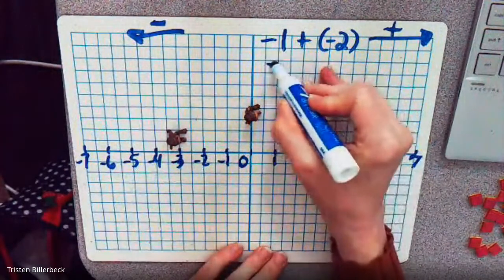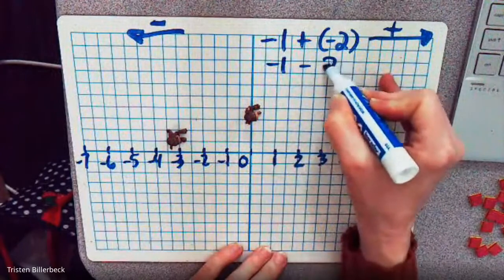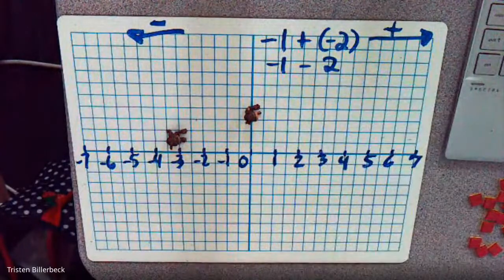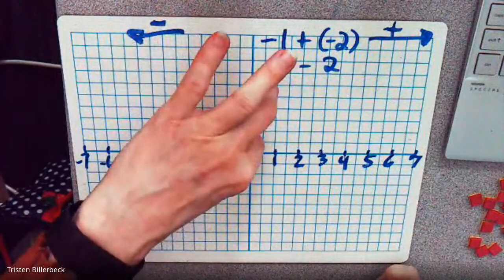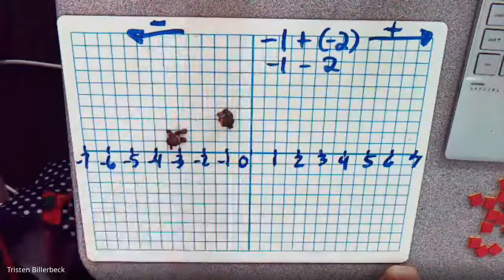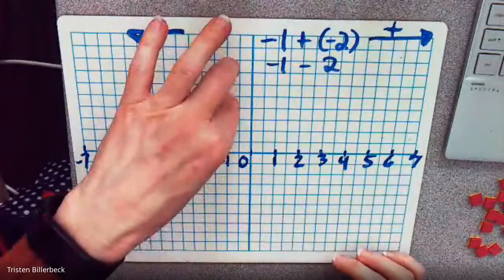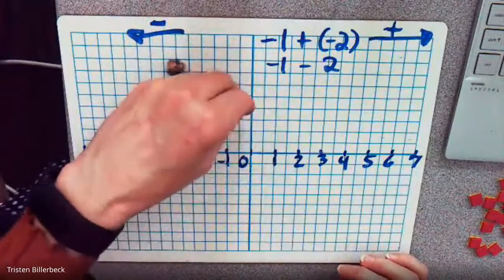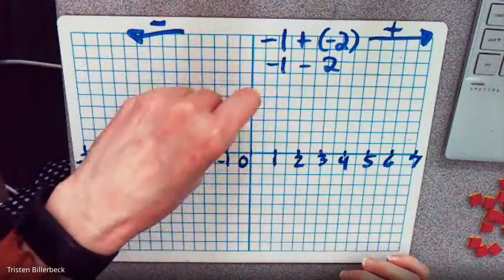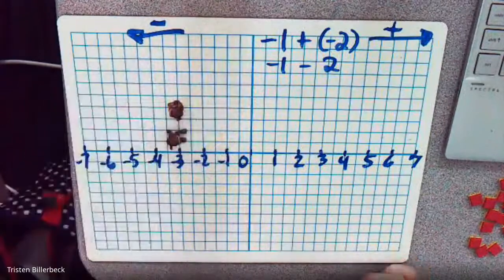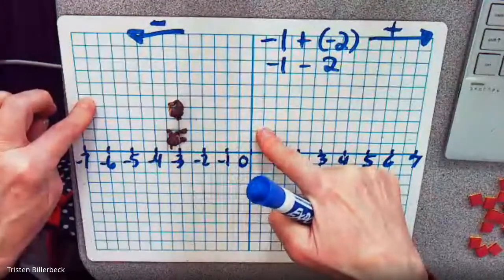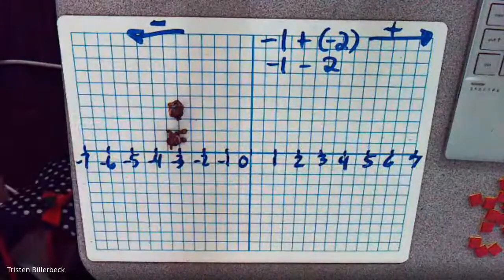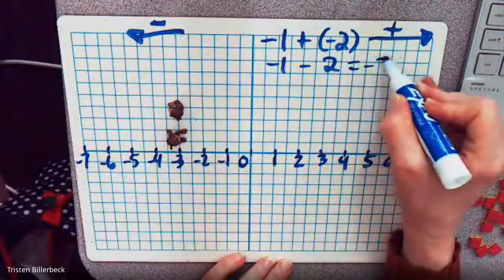Well, what if we did -1 minus 2? So this monkey goes to -1, but minus, so it turns around and it walks forward 2. 1, 2. So again, they're the same place. This one's facing this way, this one's facing that way. All right, and this equals -3.